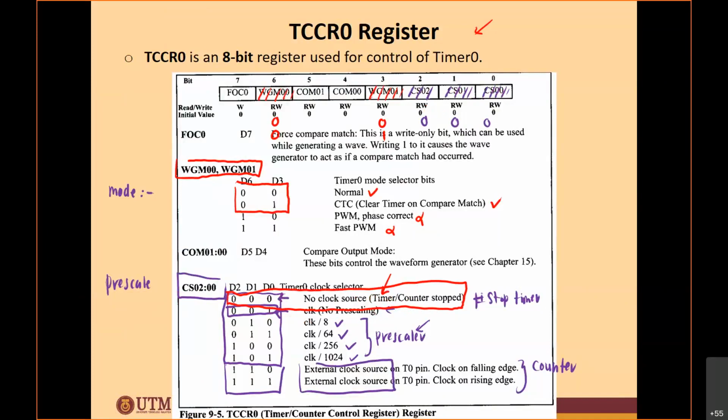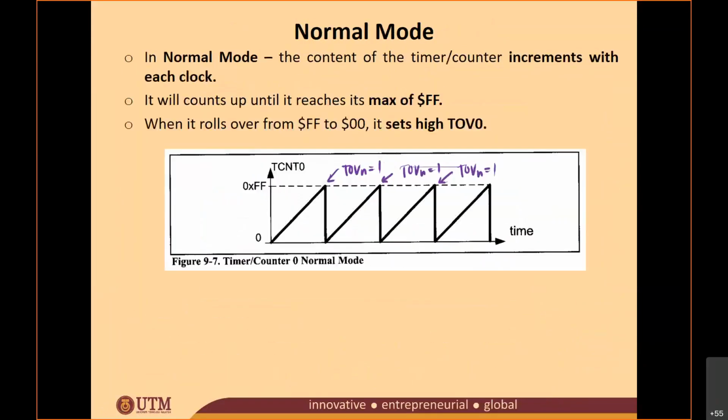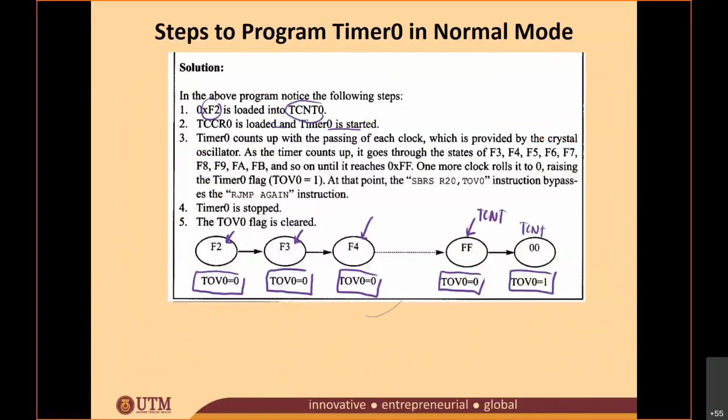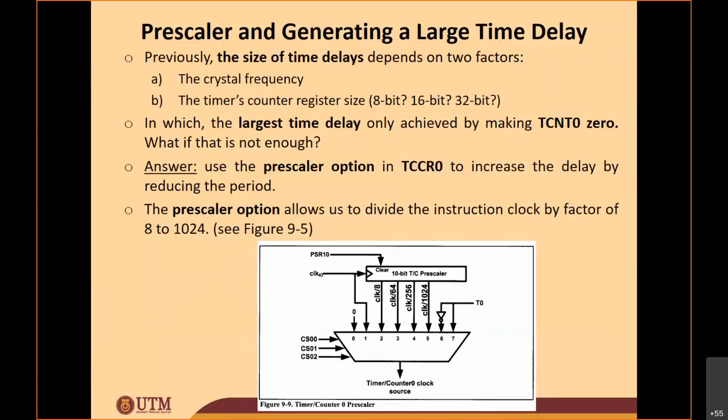Okay, that's why we do step number 4. To stop the timer, we just put 0 to our TCCR0. Okay, any question? Any other question? If no question, then we go to... Okay, this one already done.